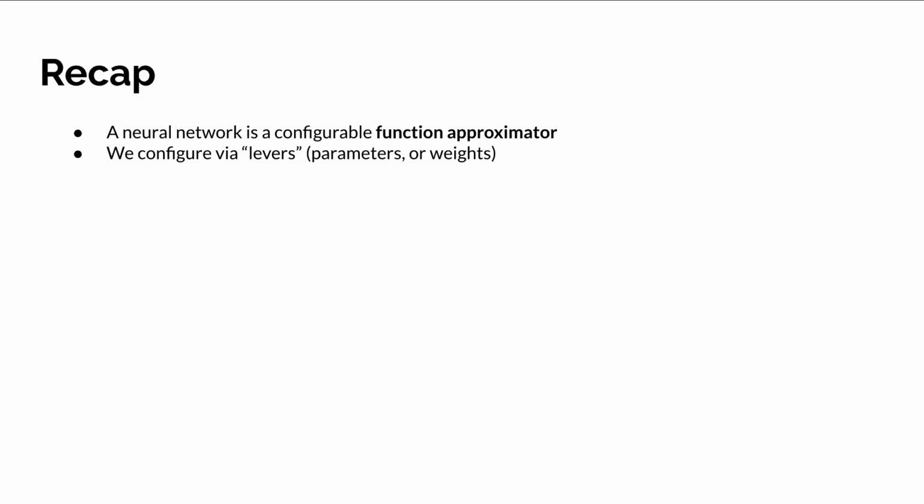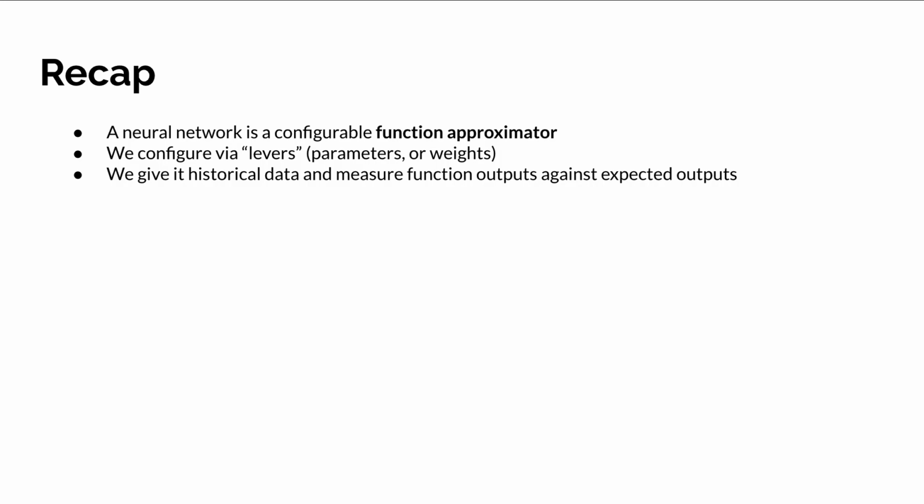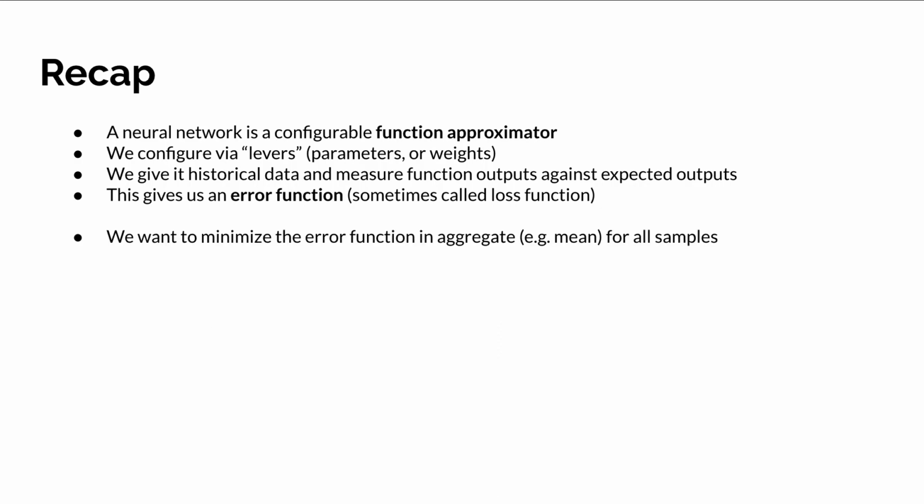So then we have a means to configure our function inside of our neural network, and we're trying to do that to see if we can find an optimal function that represents the relationship between the sample data features and the target variable. So we give it this historical data, the sample, and we measure the function outputs against the expected outputs, against the target variable or variables. And this gives us an error function, a way of measuring the difference between the two, which is also sometimes called a loss function.